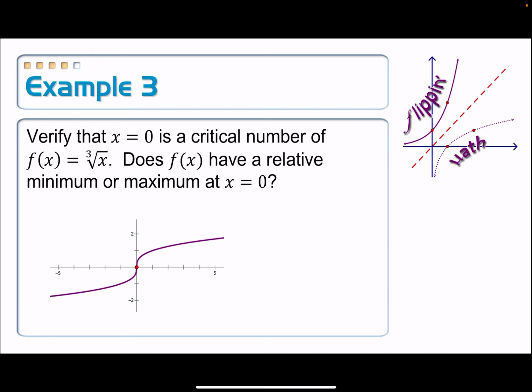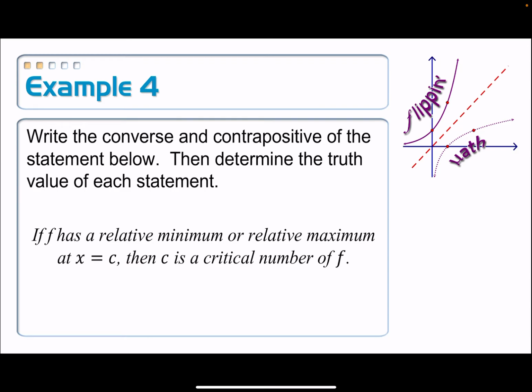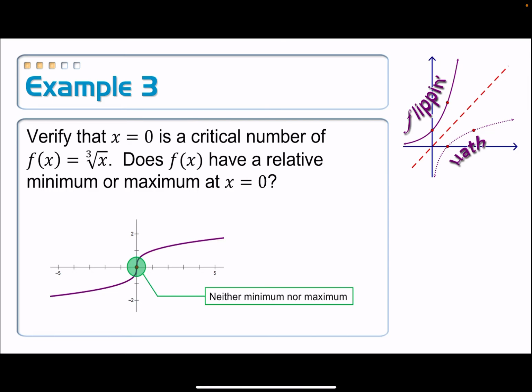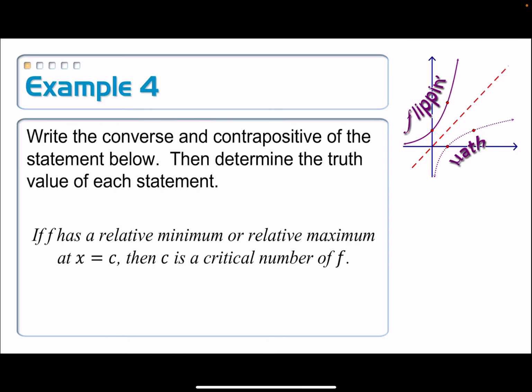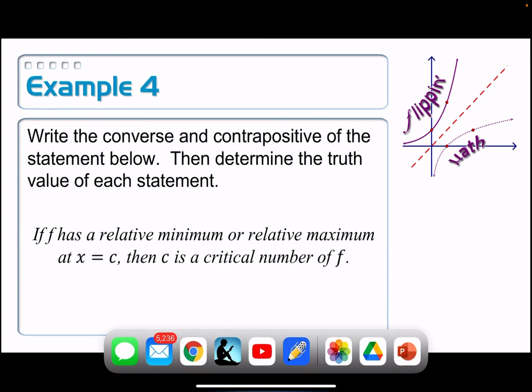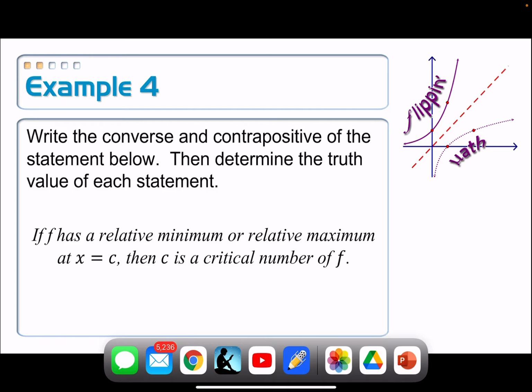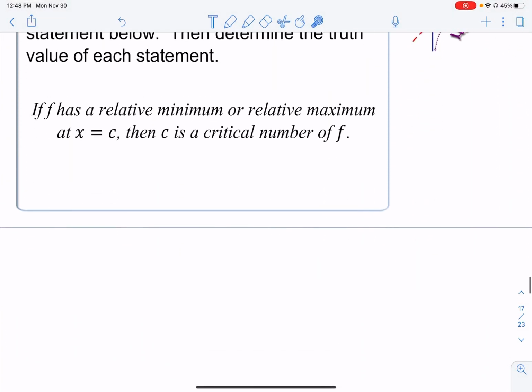So what this means is if we go back and talk about Fermat's theorem about relative extrema only happening at critical numbers, the question was, could I just take this and flip it around? If you have a critical number, are you guaranteed that it is a relative minimum or relative maximum? Well, this example clearly shows that it's not the case. So in example 4, it's asking us to write the converse and the contrapositive of this statement, which is, again, Fermat's theorem. So let me come down here so I have some place to write.